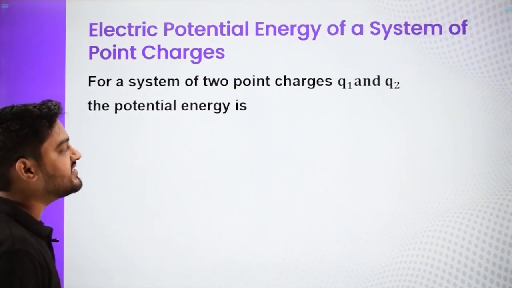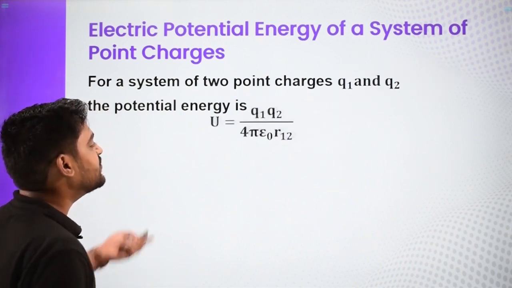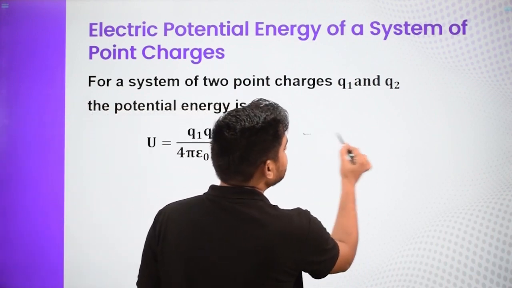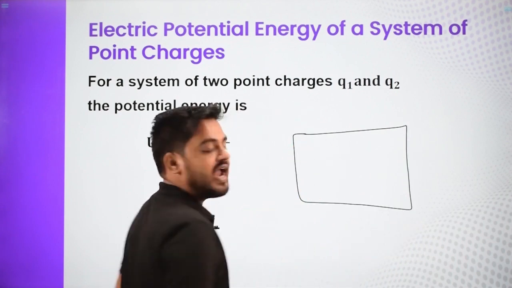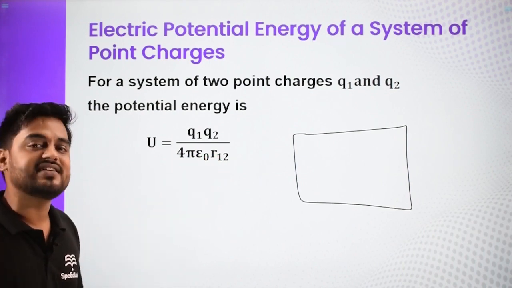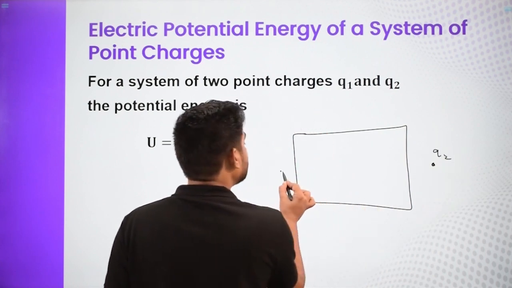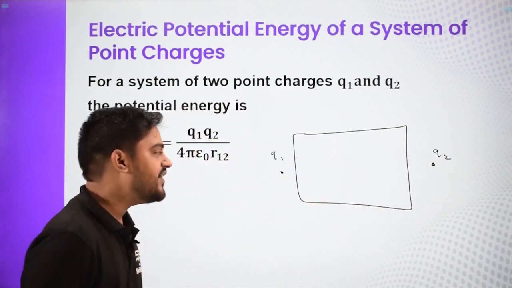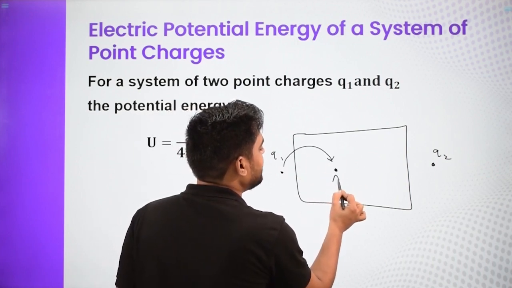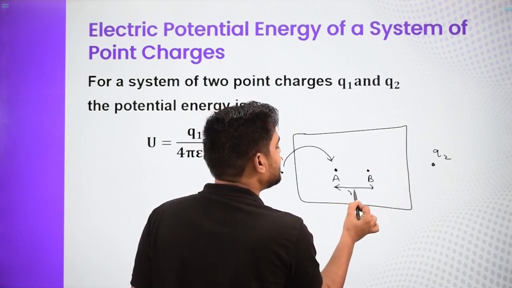So let us rediscuss these 2 charges. We already know the answer is going to be k Q1 Q2 by r, where R12 is the distance between the 2 points. Let us say this is my region, and I have to make this system of 2 charges Q1 and Q2 separated by a distance R12, initially at infinity. I will bring Q1 to a specific place, call it point A, and Q2 to point B, and the distance between A and B is R12.